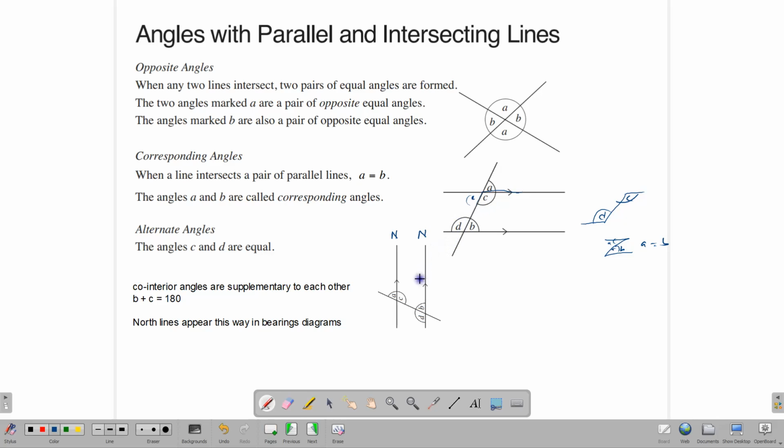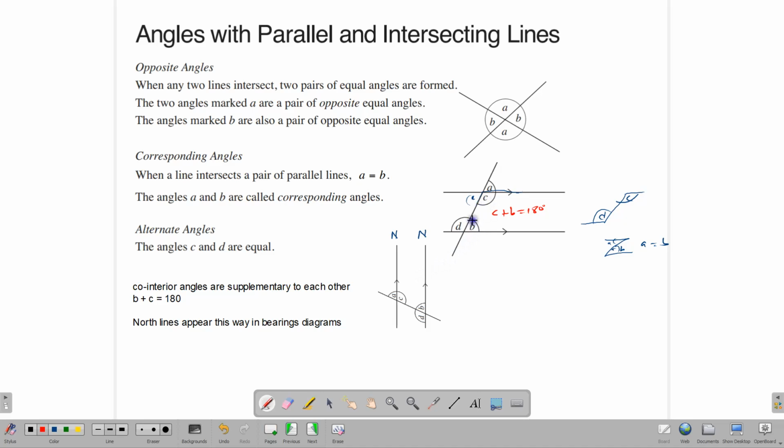And on your bearing diagrams, the lines are going to be looking this way, pretty much vertical. It's the same idea. You can see a Z, just that it's in a different orientation. And these angles on the inside, we call them cointerior angles, C and B. Now, C plus B here would be equal to 180 degrees. They're supplementary angles, and this is a very important thing to remember, especially as it concerns working with bearings diagrams. So these two angles measure 180 degrees.